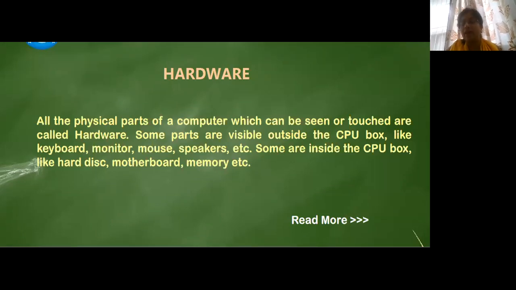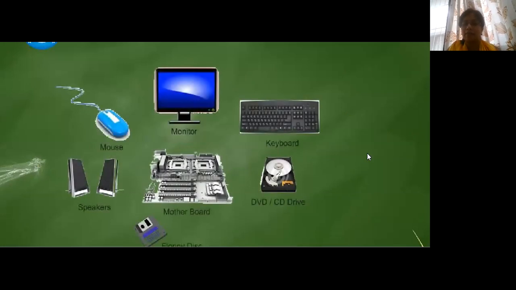The same way, inside our CPU also there are lots of chips. There is a hard disk where we store information. There are memory devices, all those things. So all those parts of a computer which you can see and touch are called hardware devices.